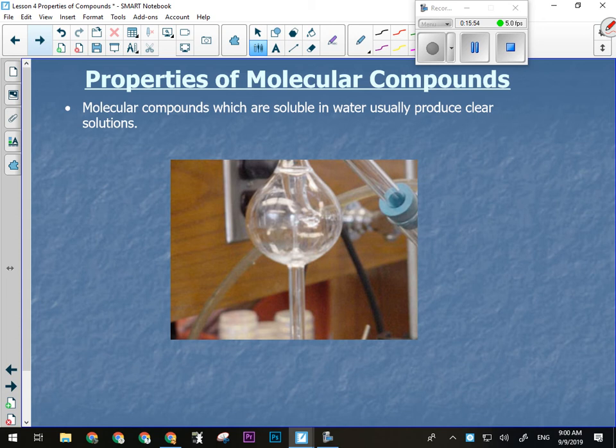Molecular compounds that are soluble in water will produce clear solutions. Like I said, there are some that are quite soluble and some that are highly insoluble. There's not really a general rule for molecular compounds. But if you dissolve sugar in water, it gets a little bit cloudy, but it's not colored. Same with alcohol. If you put alcohol in water, it just dissolves and mixes in.